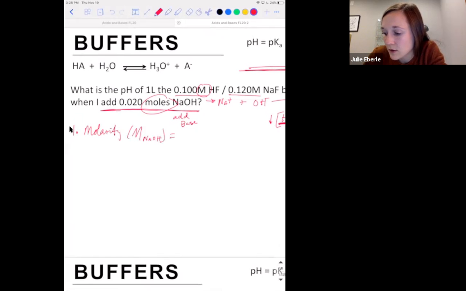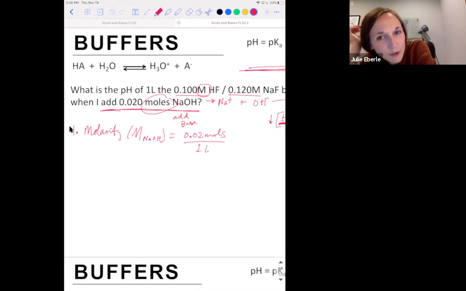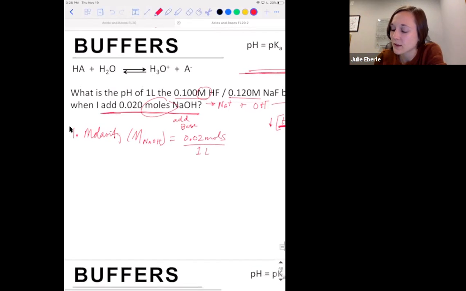That is going to be equal to the number of moles, 0.02 moles, divided by liters. How many liters do we have? We just have 1 liter, right? So we're going to divide by 1. I made the math easy here. I promise I won't make it that easy on the exam. I'll probably tell you like 800 milliliters or 500 milliliters or 1.2 liters. So the molarity is just 0.02.